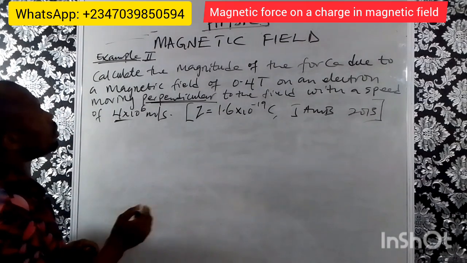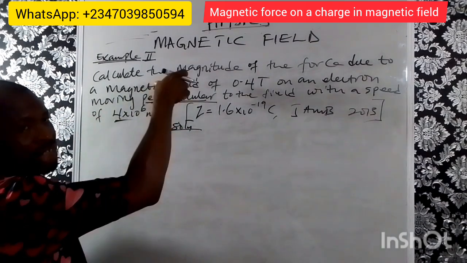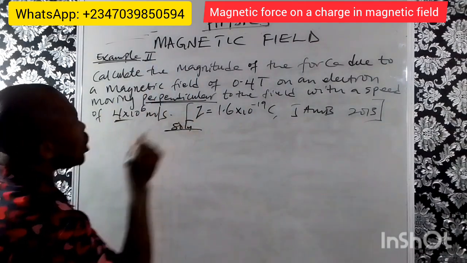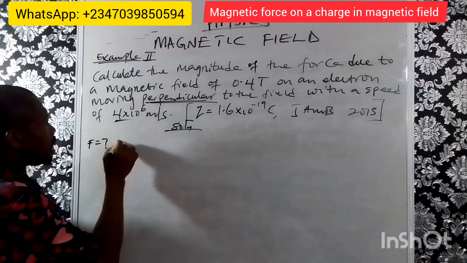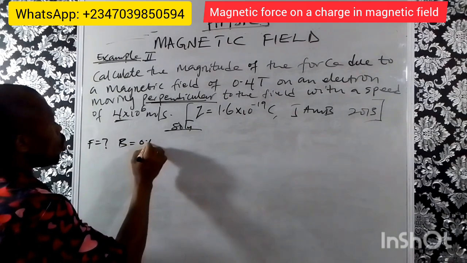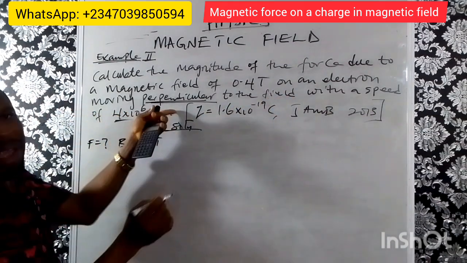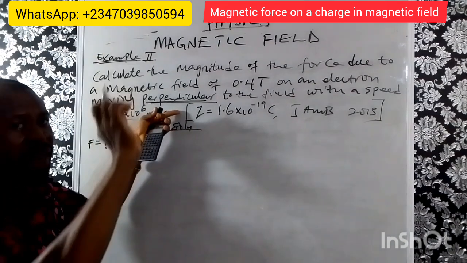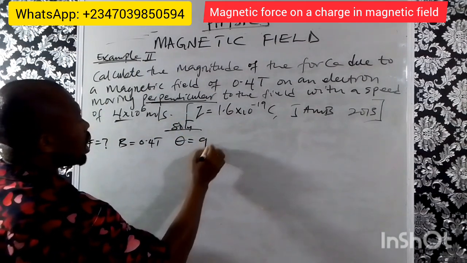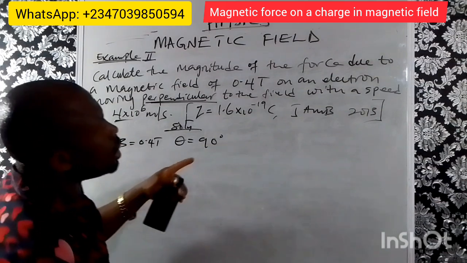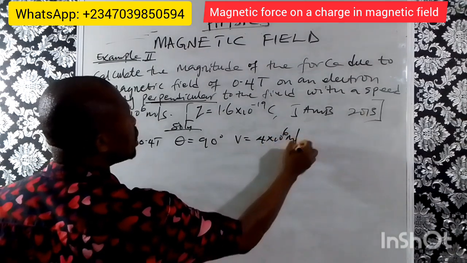Now, the solution. In this case, we need to pay attention to the details. We are looking for the magnetic force. The magnetic field, the flux density, is 0.4 Tesla, on an electron moving perpendicular. Remember I told you earlier that if the charge is moving perpendicular to the field, that means the angle of inclination is 90 degrees. The speed is 4 times 10 raised to the power 6 meters per second.